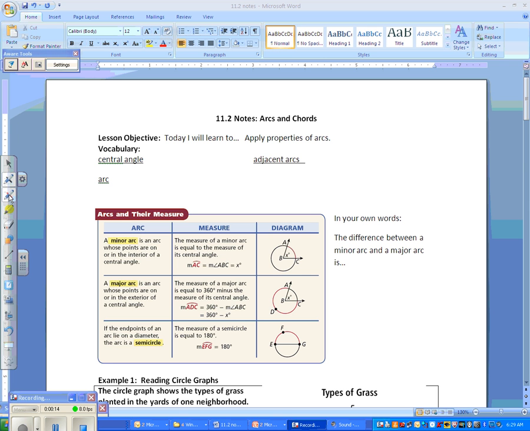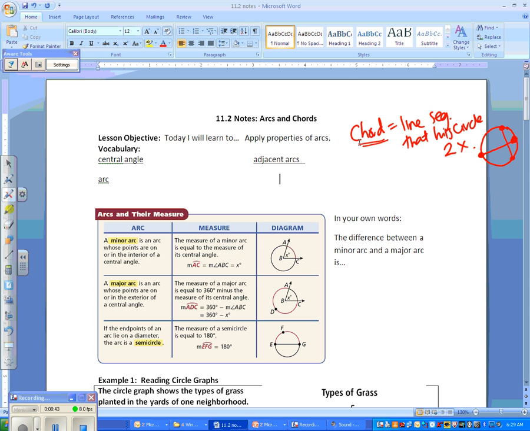A chord is a line segment that hits the circle 2 times. So what I mean is here, here's my circle, a chord could go from here to here. So it's a straight line and it hits the circle 2 times. A chord could also look like something from here to here. A chord could be a diameter, but it's not always a diameter.